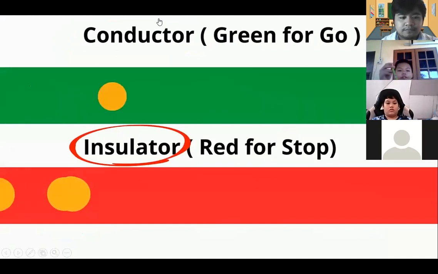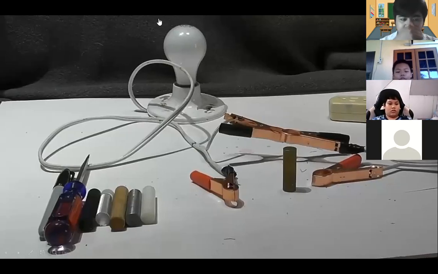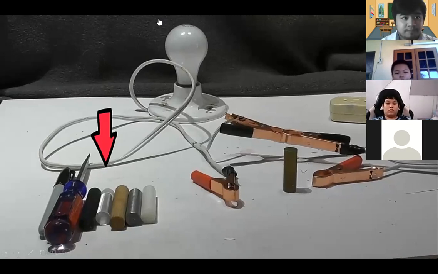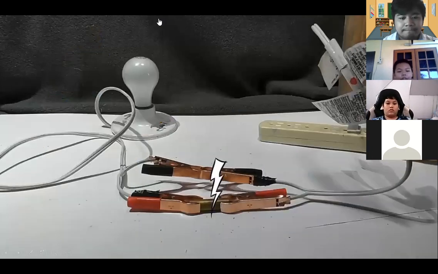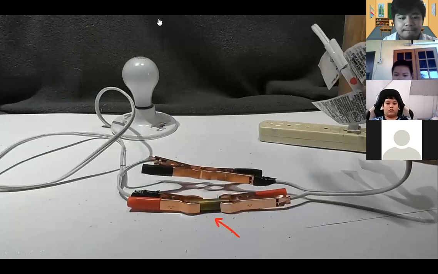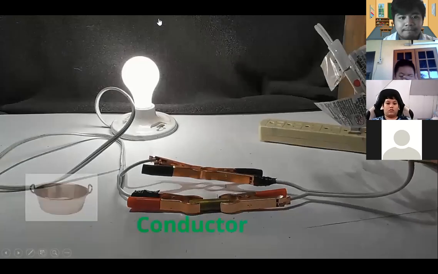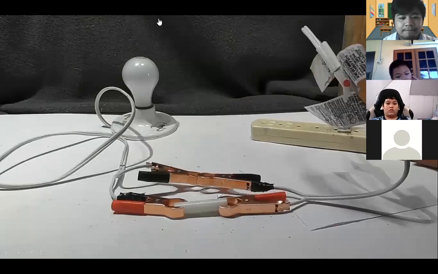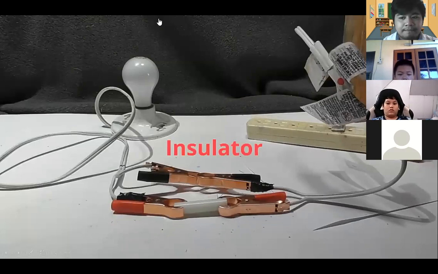What we will do in this video is take a look at some different objects. We have some metals, some plastics, a Sharpie. How about a pickle and some water? We will hook it up to some electricity and see if it is a conductor or an insulator. Up first, we have copper. Hook it up, and yes, it's a conductor. How about this piece of plastic? Flip the switch, nothing happens. It is going to be an insulator.